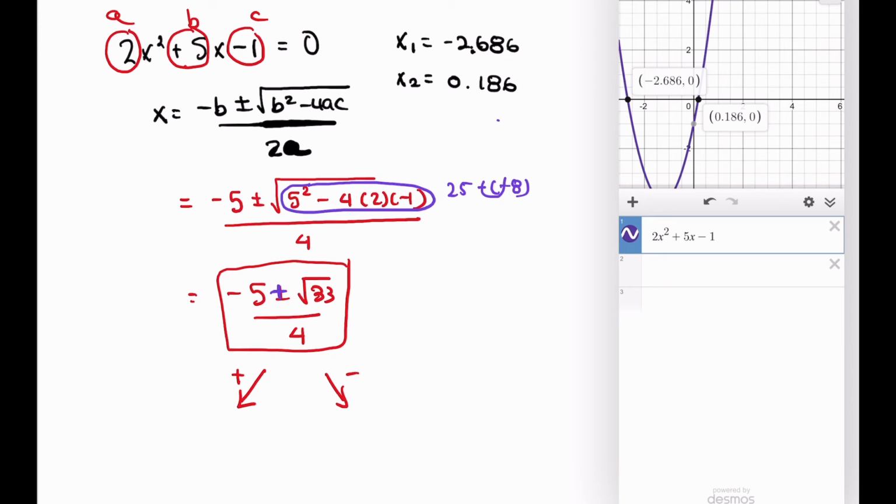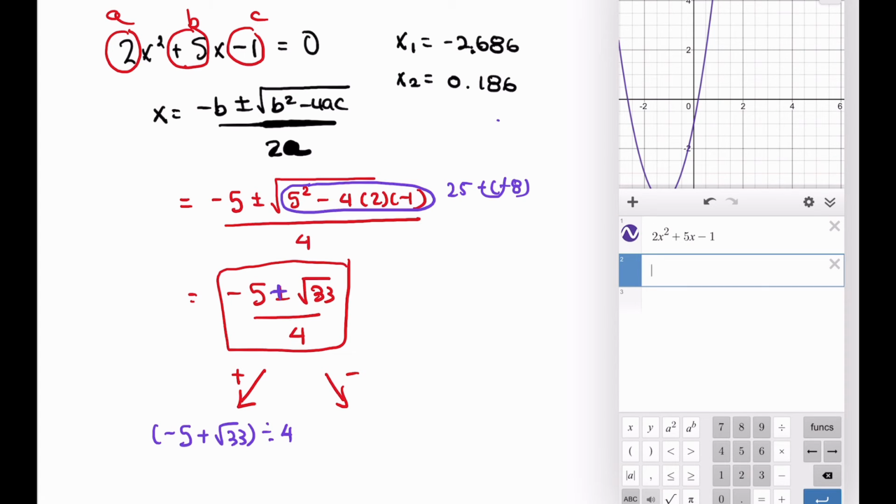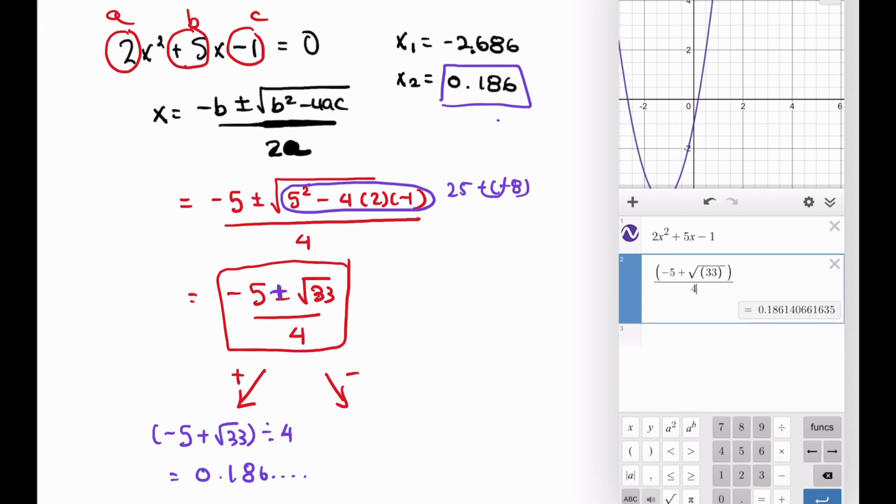So if you take the positive pathway, it is negative 5 plus root 33, and then we're going to divide that by 4. So let's try that. I'm going to put brackets around negative 5 and then add root 33, close the bracket, and then divide that by 4. It might be easier if you do this on a normal calculator. Anyways, I am getting 0.186 and so on. Isn't that what we looked at in the beginning?